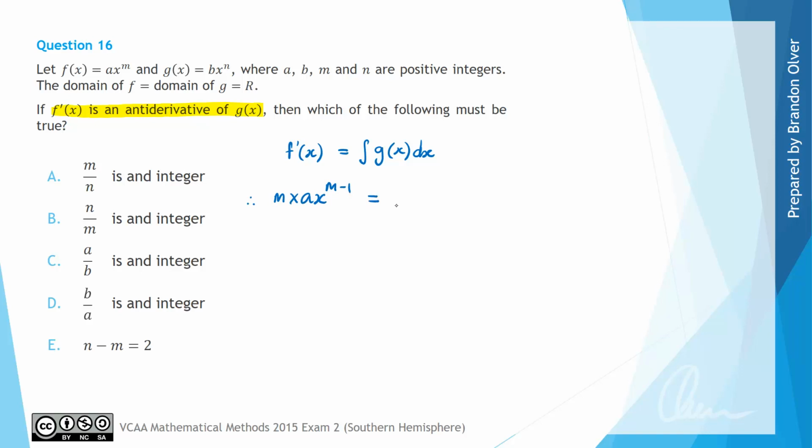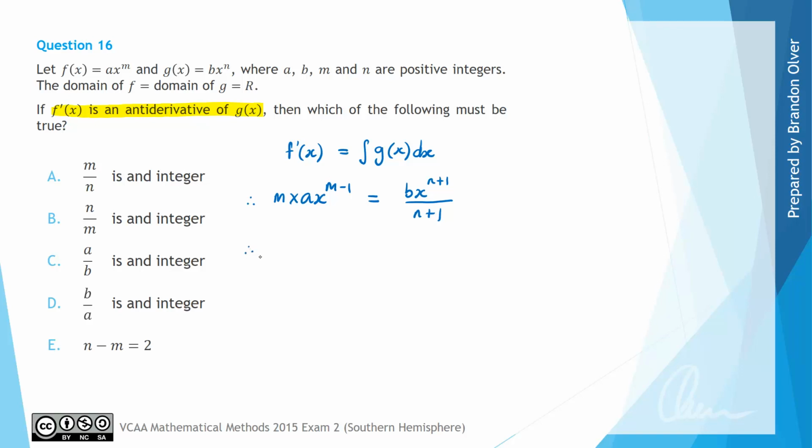And if we were to calculate an antiderivative of g, that would be bx to the power of n, and we add 1 to the power before dividing by the new power. Now we know that both of these terms are polynomial terms, and for two polynomial terms to be equal, their coefficients must be equal and their powers must be equal.